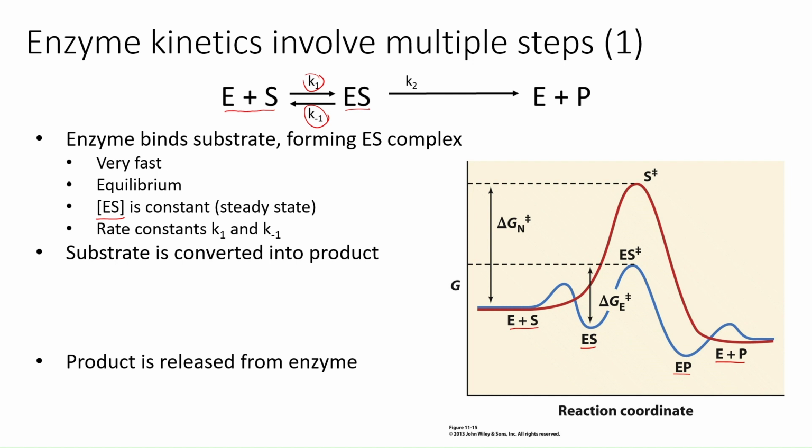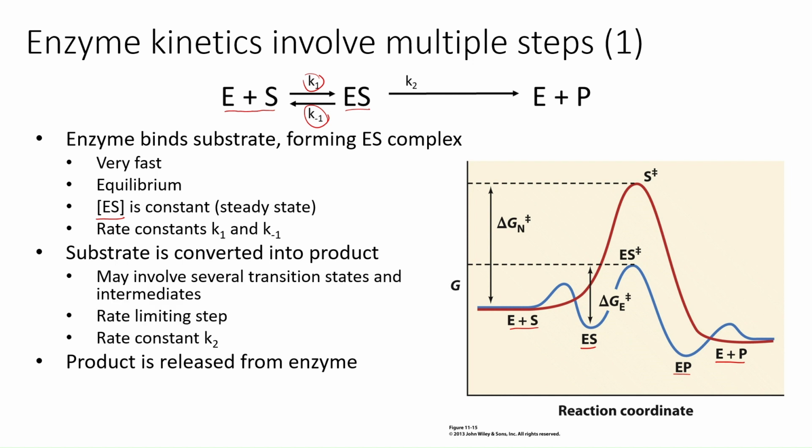So what's more interesting or important to us here is this next step where the substrate is converted into product with the help of the enzyme. This can involve one transition state, or it can involve several transition states and intermediates between where you have the enzyme substrate complex formed and where it turns into the enzyme product complex. And this is really the rate limiting step, where the substrate is being formed into the product. This step has the rate constant K2.